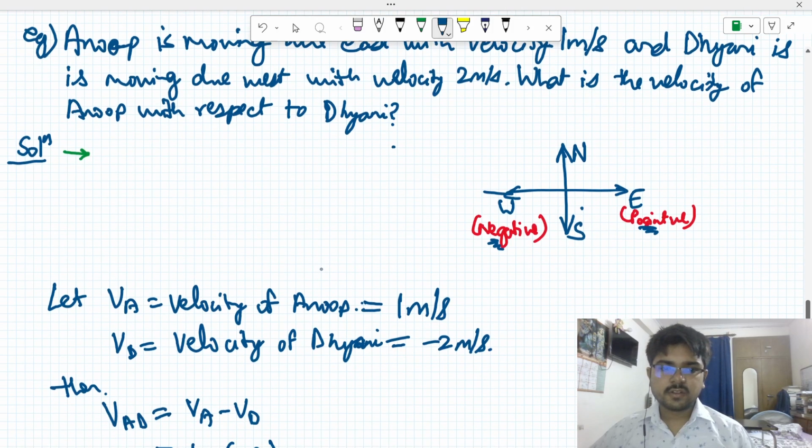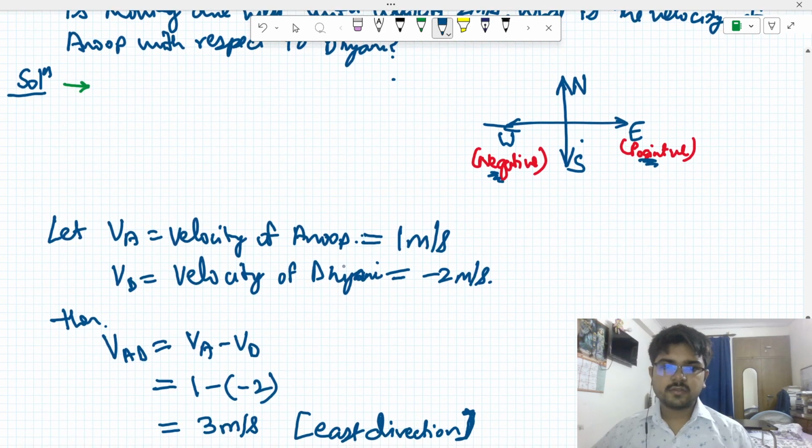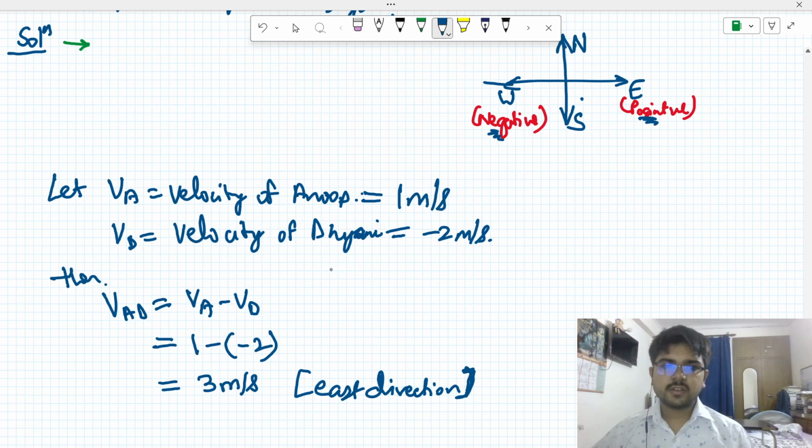So let VA equal 1 meter per second and VD, the velocity of Dhyani, equal minus 2 meter per second. So the relative velocity of Anup with respect to Dhyani would be VA minus VD. So 1 minus minus 2, which is 3 meter per second, and 3 meter per second is positive. So positive direction we have taken east. So it is in east direction. So the answer is 3 meter per second in east direction.